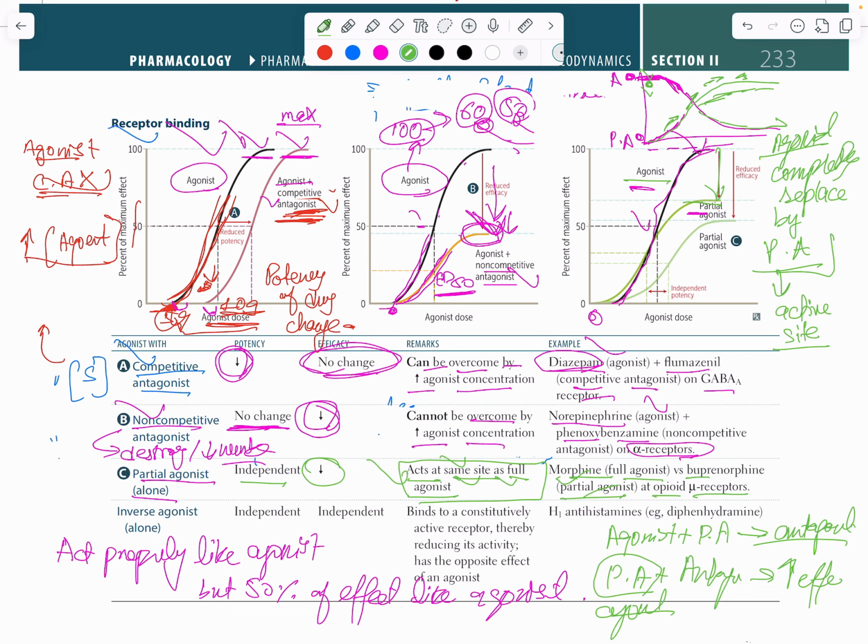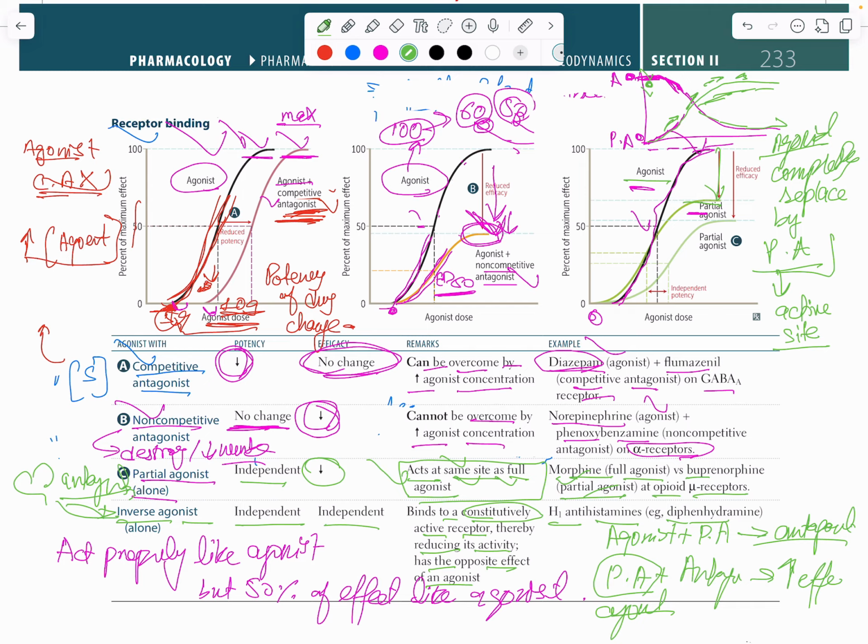I told you that with an inverse agonist, the potency and efficacy can be decreased or increased, but it binds to the constitutively active receptor, thereby reducing its activity, and has the opposite effect of the agonist. Inverse means opposite, so it will act like an antagonist. Like H1 antihistamines, like diphenhydramine, and so on.